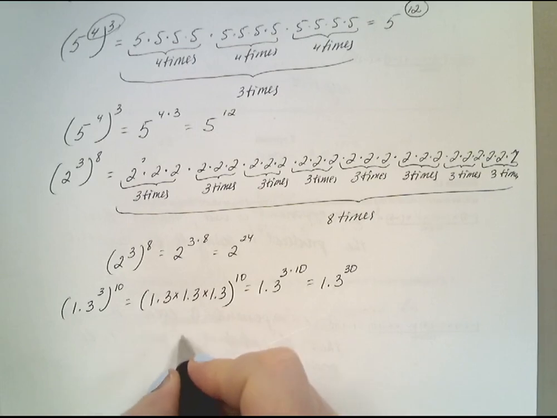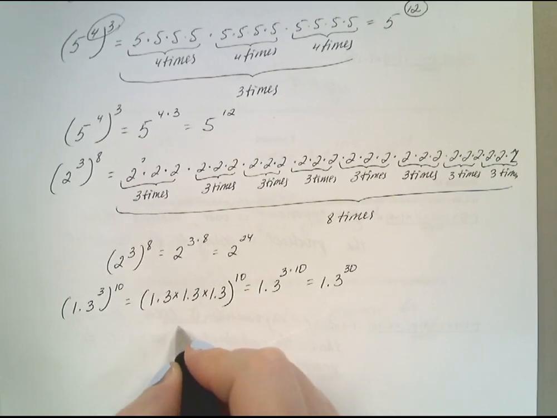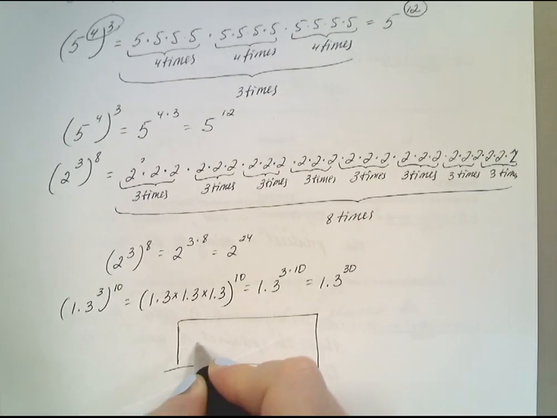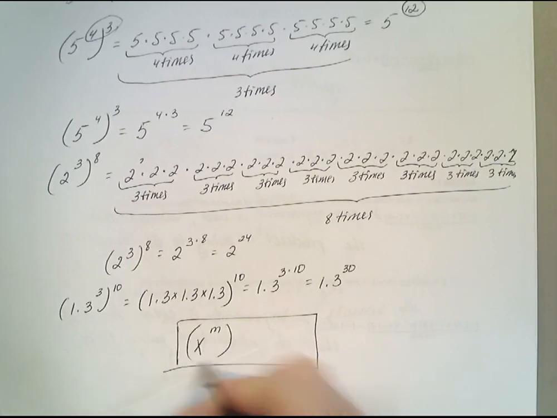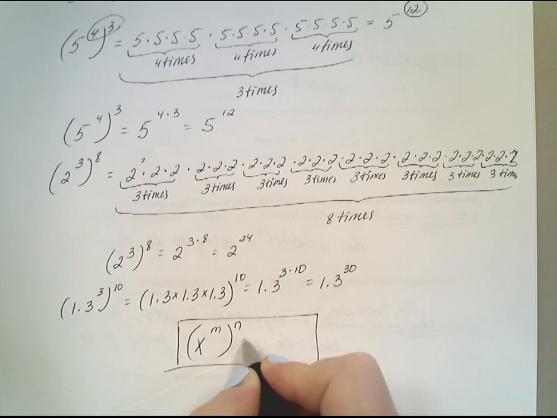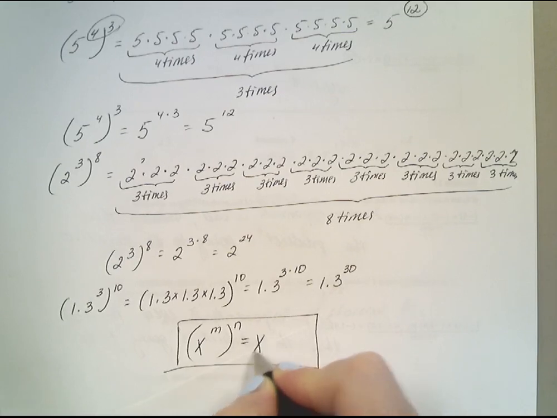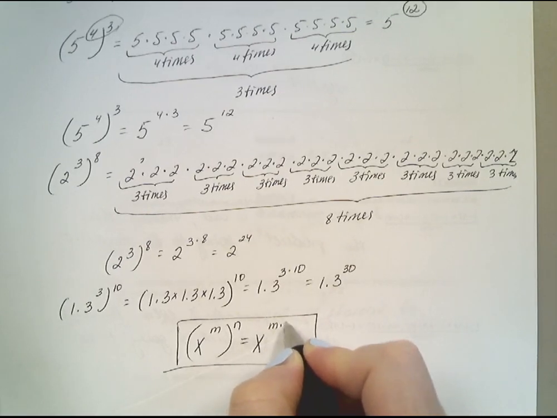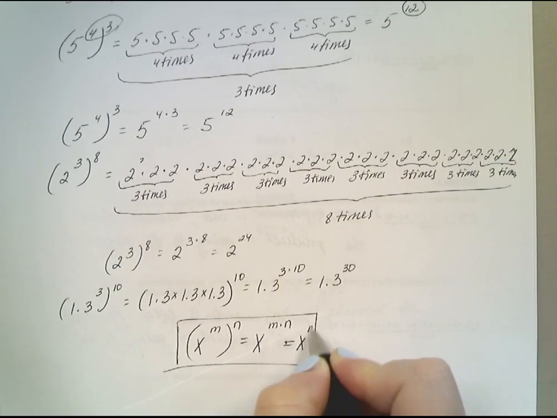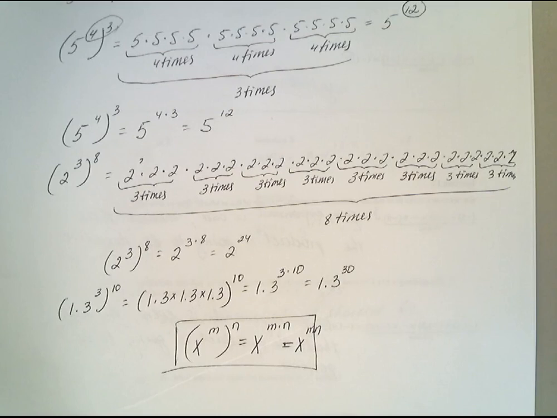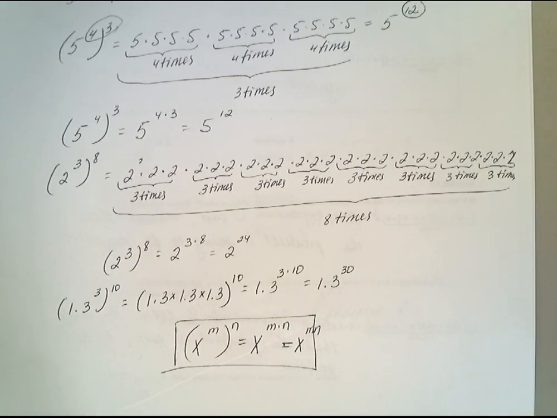So basically this is our general rule. If I take any number x and raise it to a power m, and raise that to a power n, that makes it so that I'm just multiplying the powers, and it equals x to the power mn. Okay, and that is our rule.